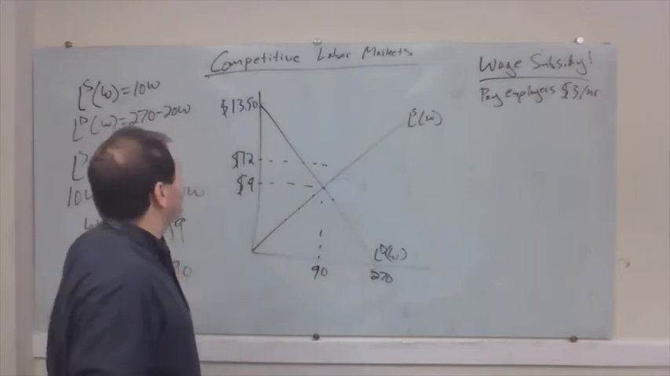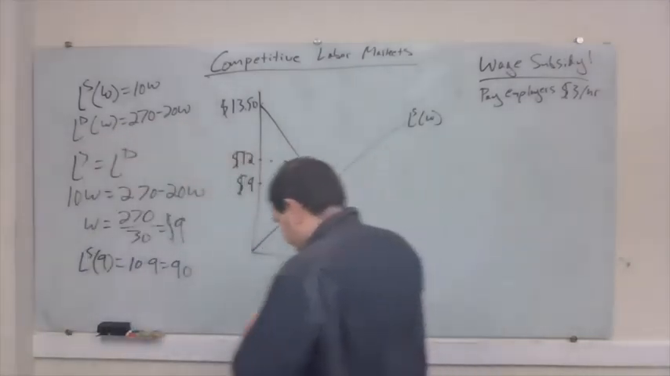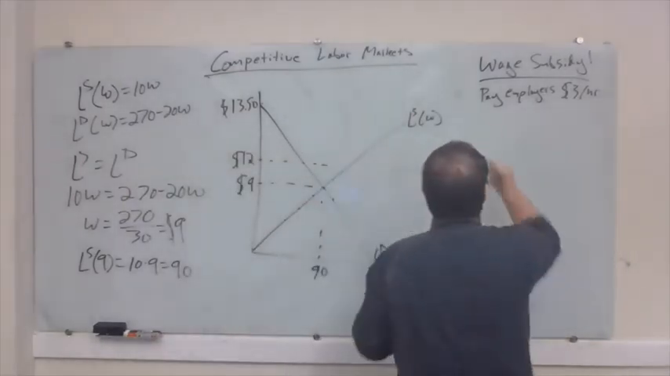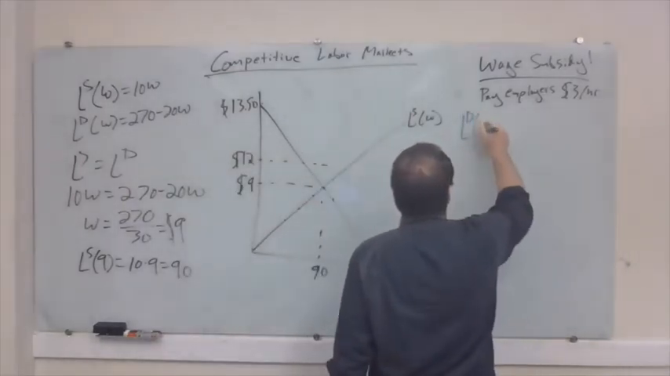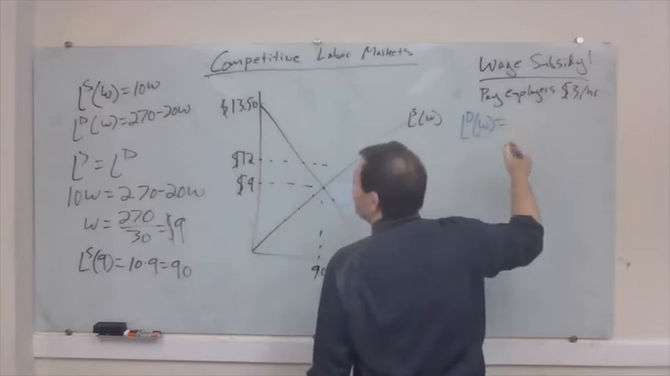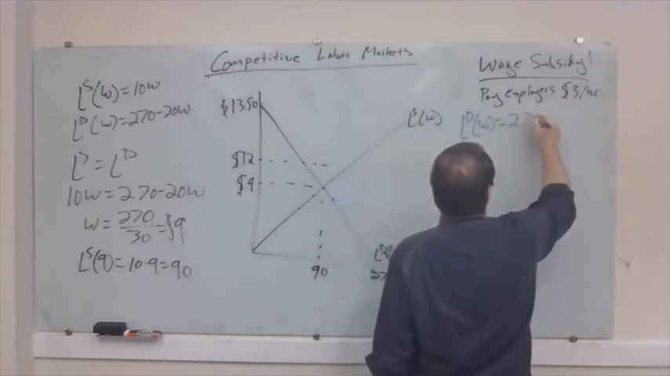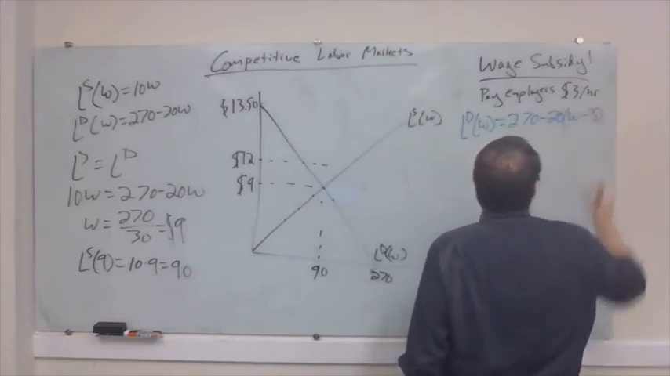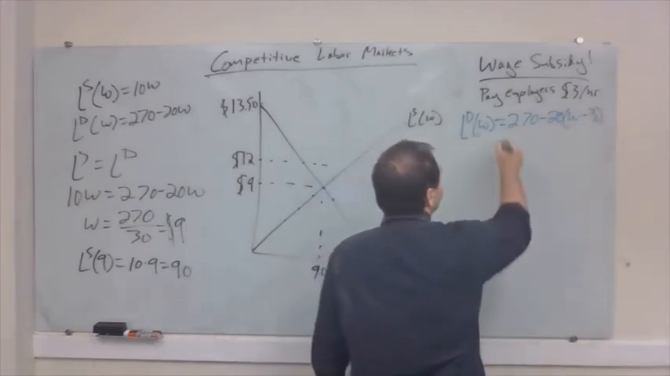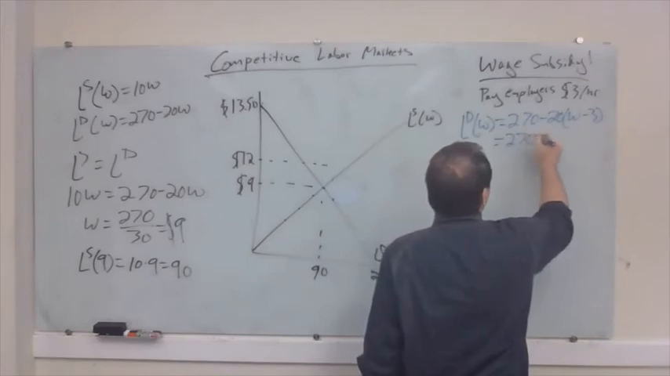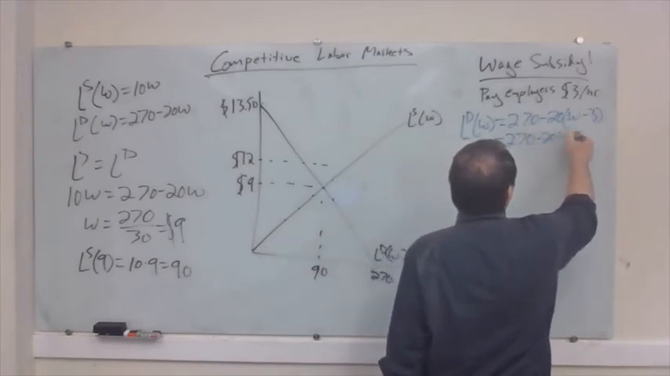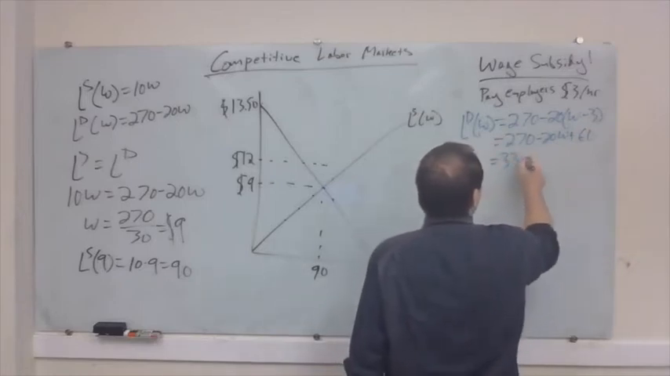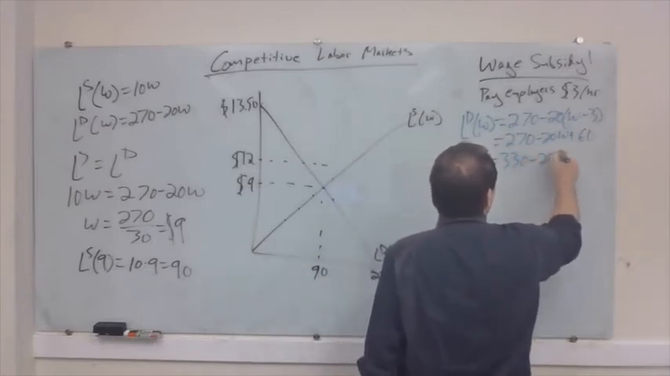W minus 3. So my new labor demand is going to be 270 minus 20 times W minus 3. Right? So this will be 270 minus 20W plus 60, which is 330 minus 20W.